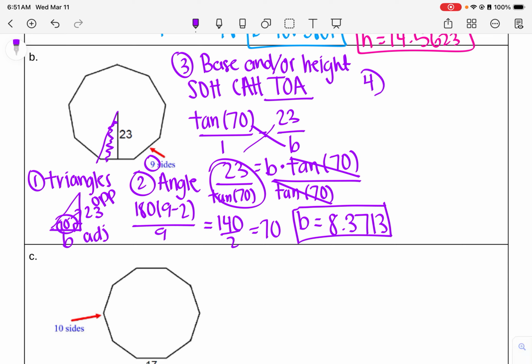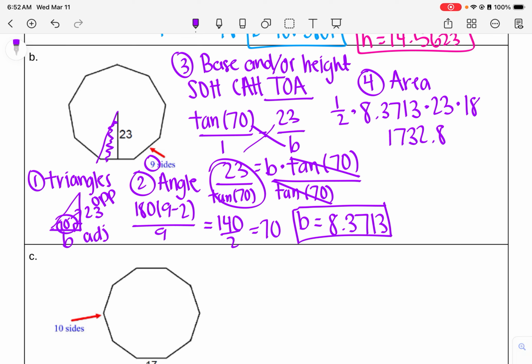Step 4 is going to be to find, excuse me, find the area. So we're going to do area of a triangle times the number of triangles. So 1/2 base times height times double the amount of sides. So 1/2 times base, 8.3713, times height, which is 23, times double the amount of sides, which would be 18. Double check that you wrote it correctly, and then type it in your calculator, and then double check that you typed it in your calculator correctly. So I'm doing that right now. Now I'm double checking. I should have 1,732.86 units squared.